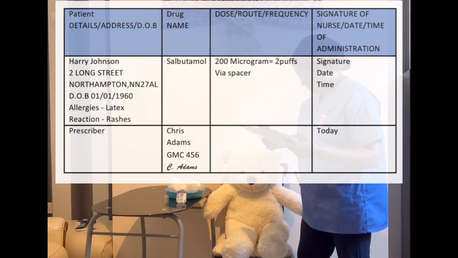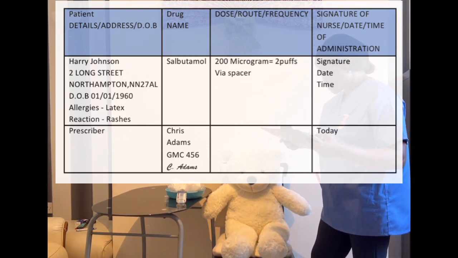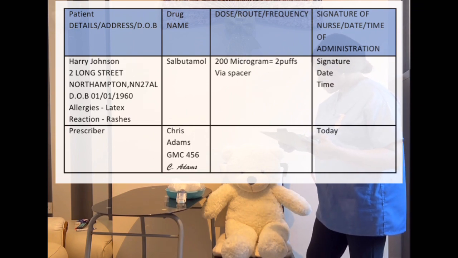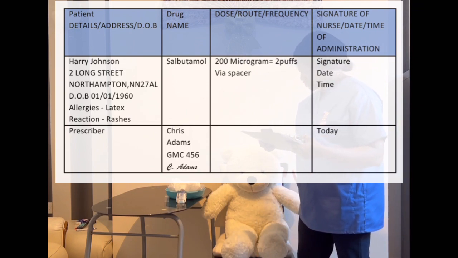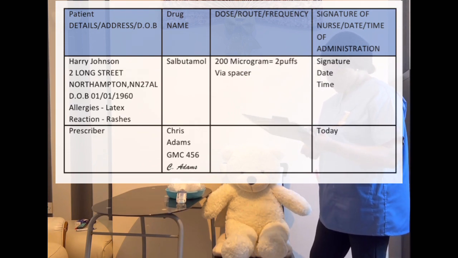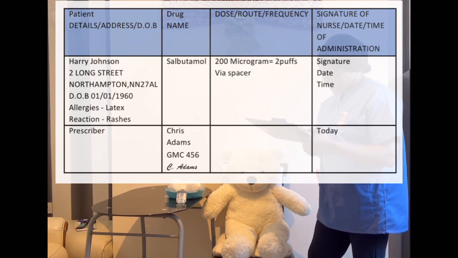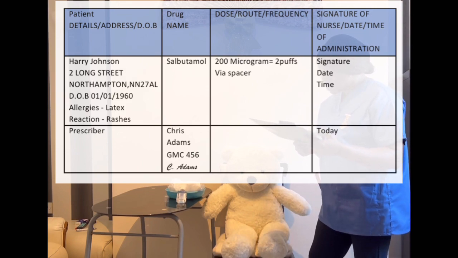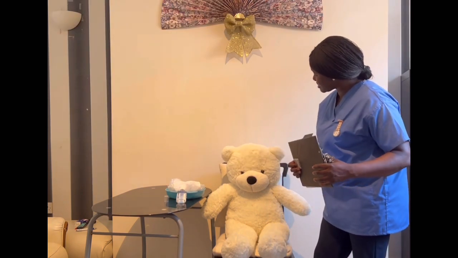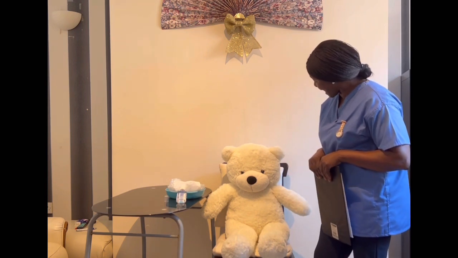The drug name is salbutamol. Dose, route, frequency: the dose is 200 micrograms, which is equivalent to 2 puffs via a spacer device. Signature of the nurse, date and time of administration is stated with the signature, date and time. Prescriber name and GMC number is present. It's prescribed by Dr. Chris Adams, GMC number 456, and it is prescribed today. Harry, the indication: salbutamol is a bronchodilator.